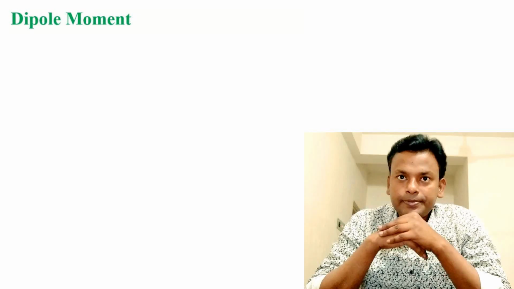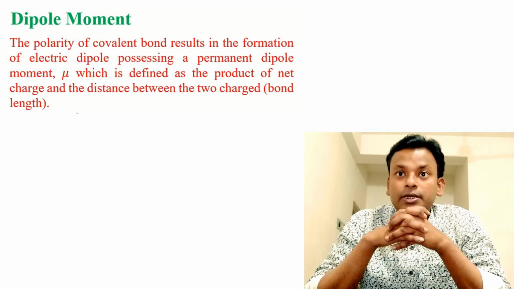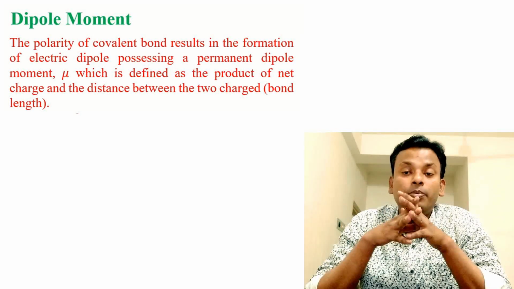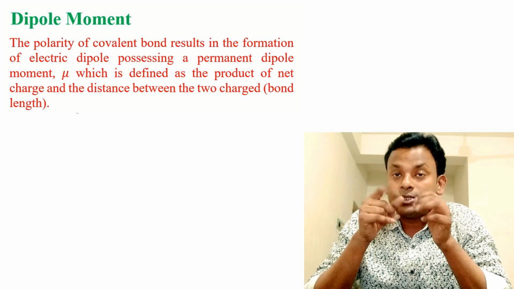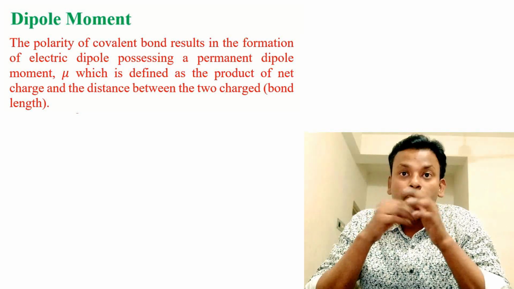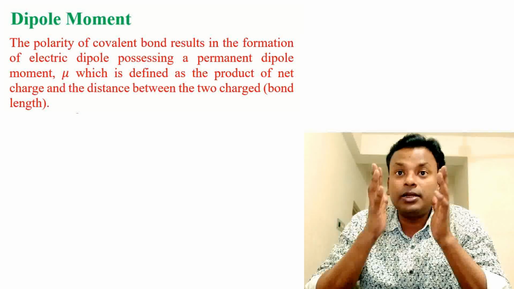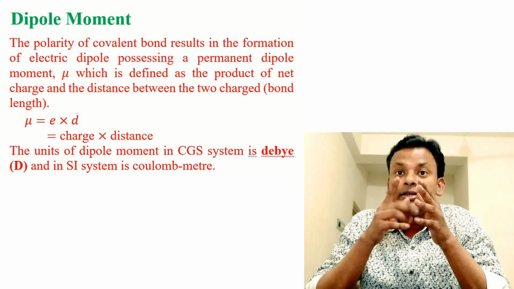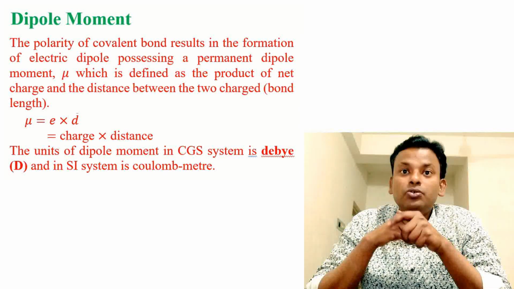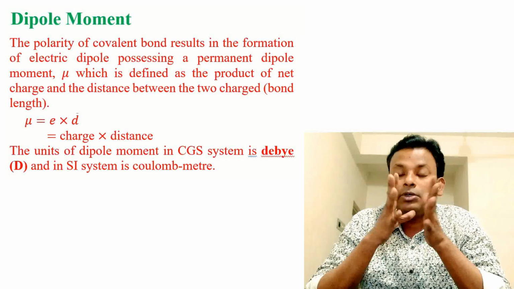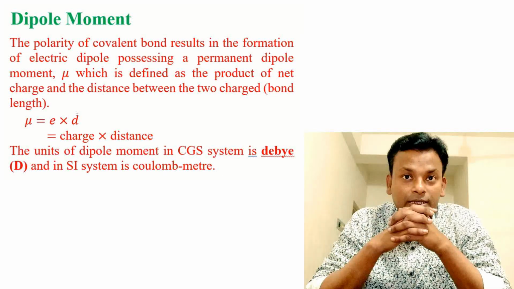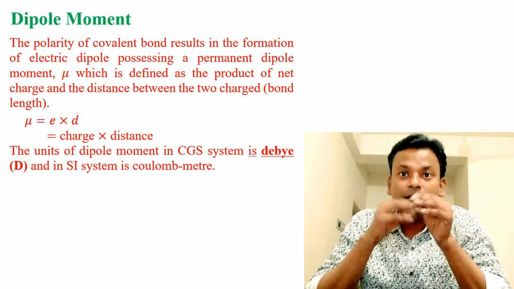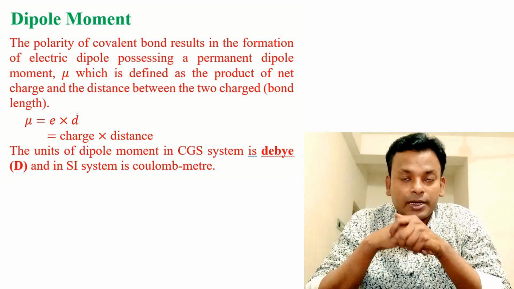Dipole moment. The polarity of covalent bonds results in the formation of an electric dipole causing a permanent dipole moment mu, which is defined as the product of net charge and the distance between the two charged atoms or bond length, that is, mu equals e times d, equals charge times distance. The unit of dipole moment in the CGS system is debye and in the SI system is coulomb meter.